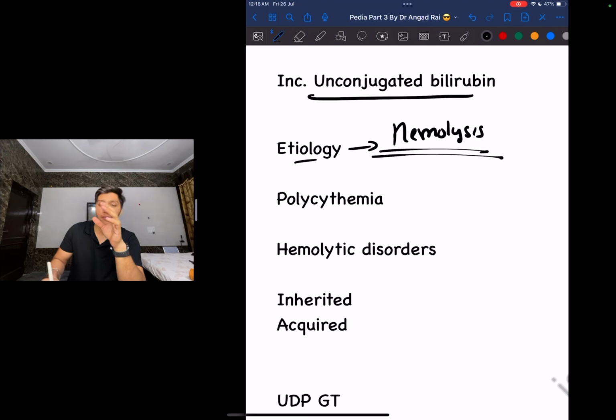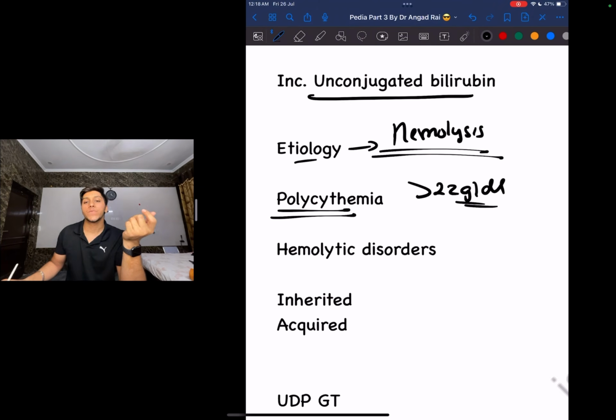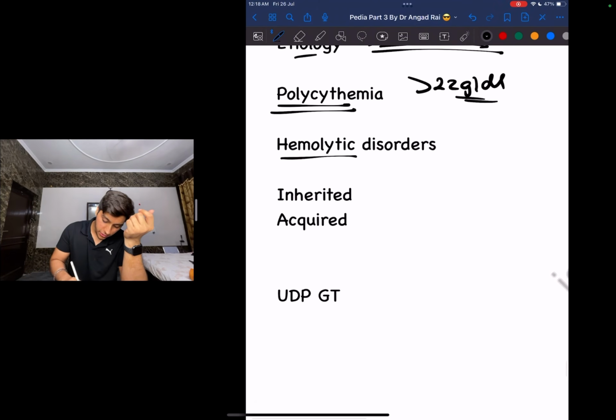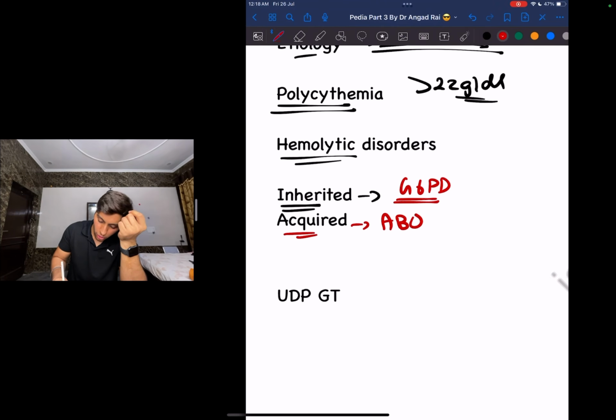Now hemolysis will be there, okay, why? Because of increased RBCs, that is your polycythemia. In neonates, it is more than 22 grams per deciliter. Okay, hemolytic disorders: one is your inherited types. Inherited, you have to remember, guys, G6PD. Acquired will be if there is any incompatibility like ABO or RH incompatibility.